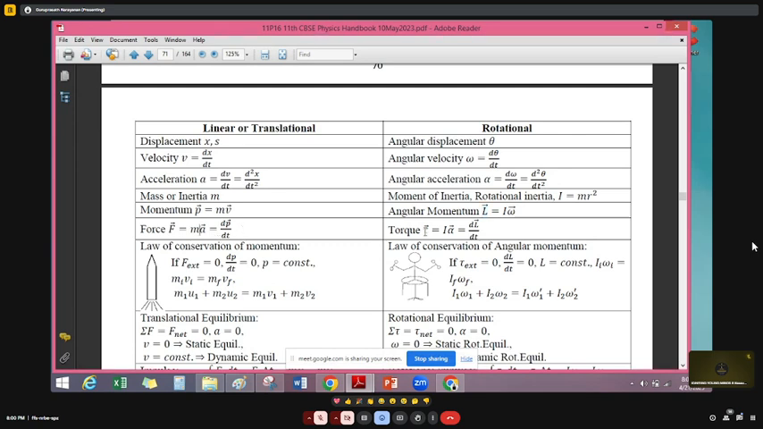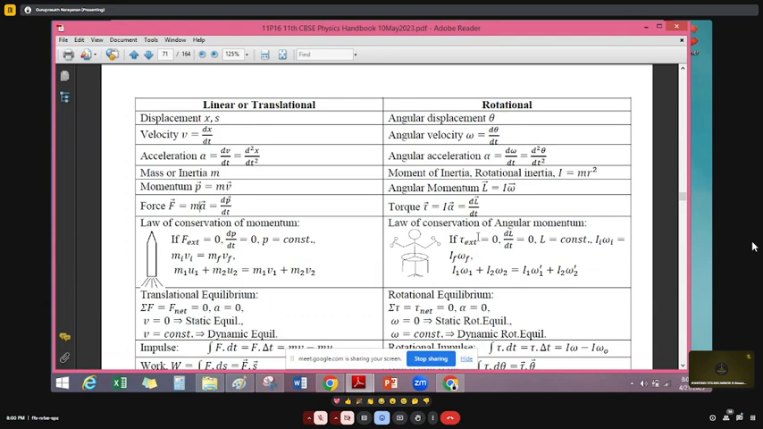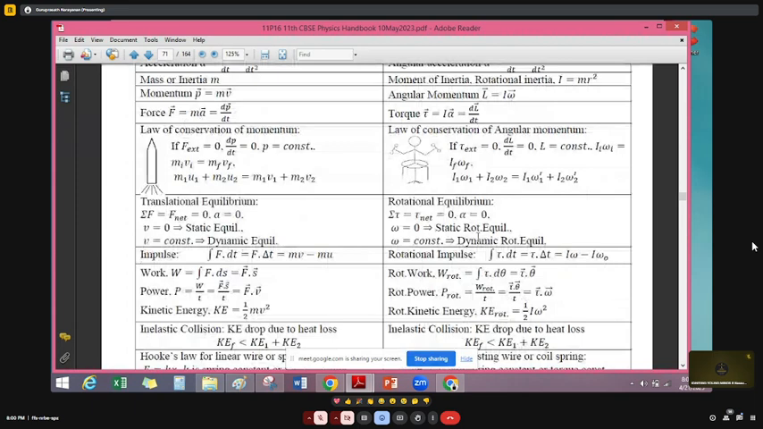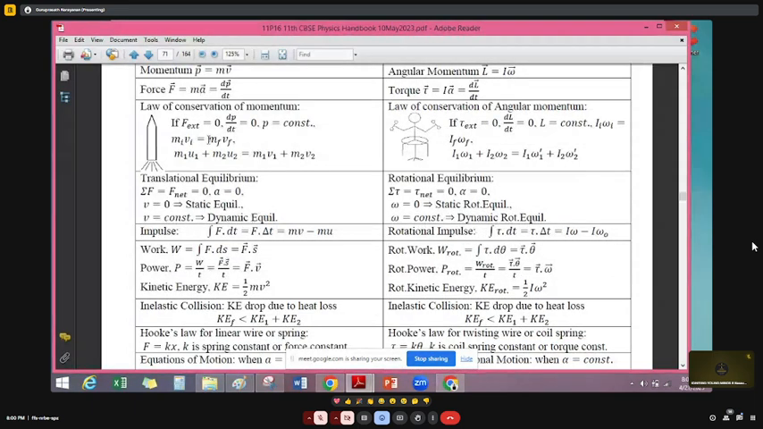F = ma becomes tau = I alpha. According to Newton's second law, rate of change of momentum, which is dp by dt, is your force. Similarly, torque is defined as rate of change of angular momentum. So dL by dt. L is angular momentum. This is an important concept. Maybe I can take some, you will get a lot of problems based on this. So we can discuss that.